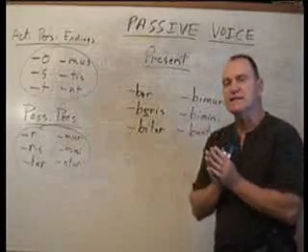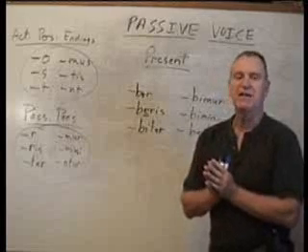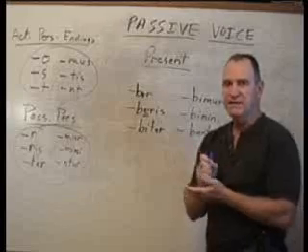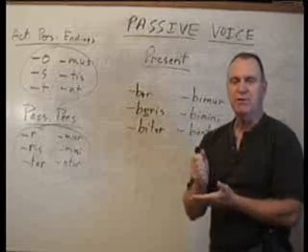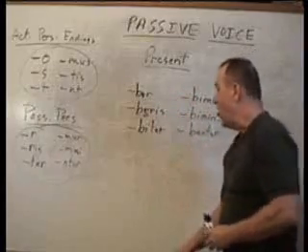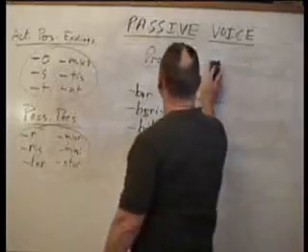It's called the present system because it's built on the present stem of the verb. What's left after you cut the RE off the second principal part. That's the present stem. And from the present stem, we form the present, imperfect, and future tenses. That's why it's called the present system. Now, having said that, I'm going to move to the perfect system for the perfect passive.